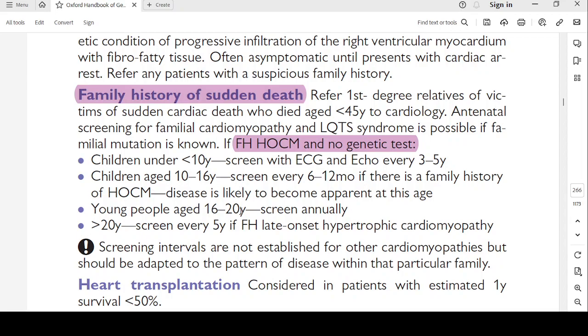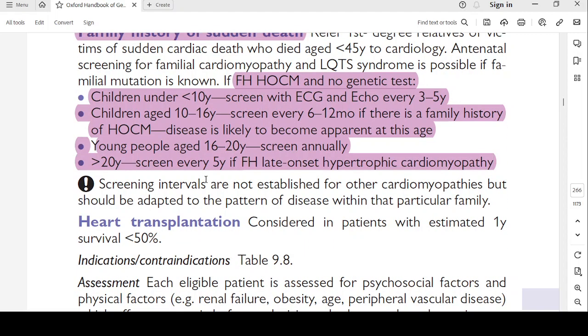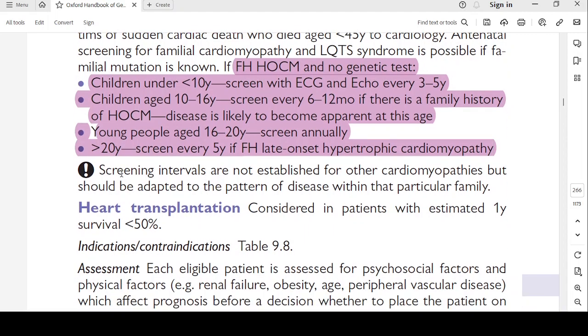Young people aged 16 to 20, screen annually. More than 20 years, screen every 5 years if family history and late onset hypertrophic cardiomyopathy is present. This is screening for HOCM. So you have to increase screening frequency in age 10 to 16 years, as this is the period when the onset of disease occurs mostly.